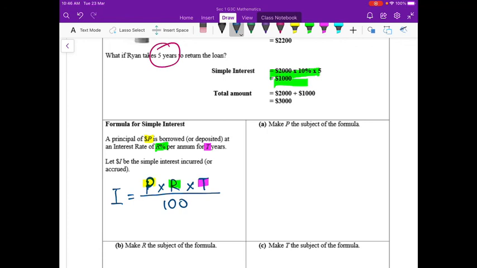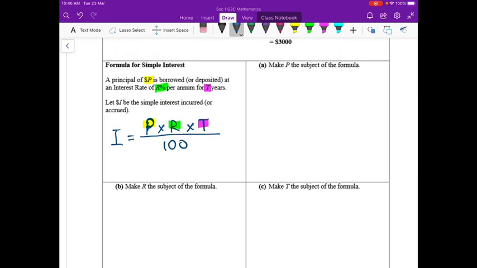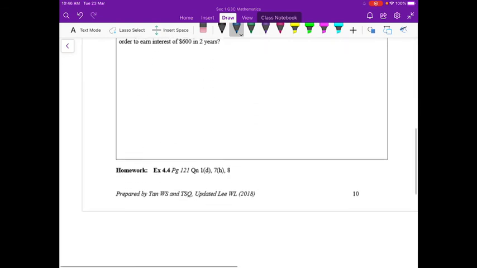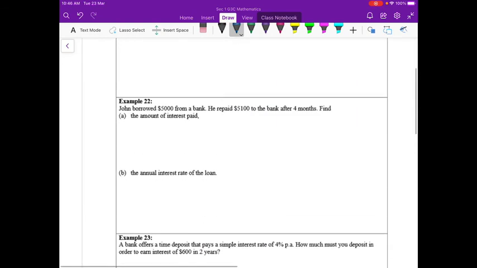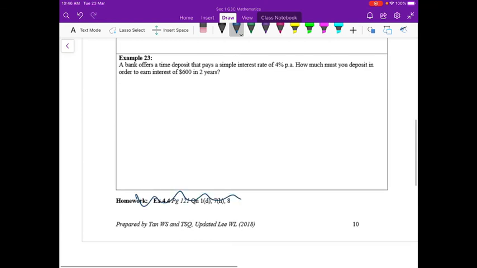Okay, with this, you can do the rest of the notes already, making whatever the subject. Okay, so please complete the notes. No need for this exercise 4.4 yet. Okay, complete the notes by the next lesson.